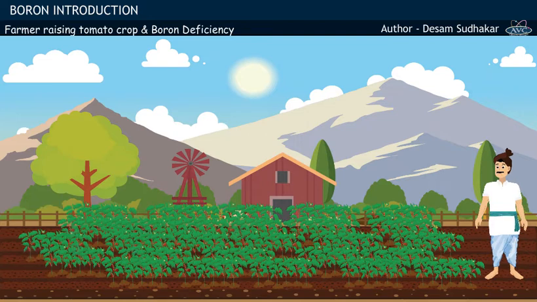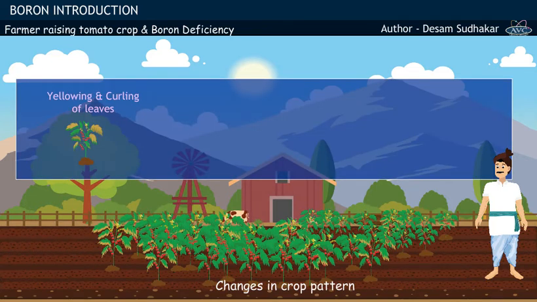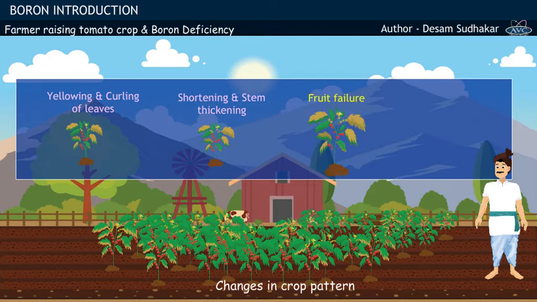After few days, to his disappointment, Ramu observes few changes in the plants as yellowing and curving of leaves, shortening and thickening of stem, failure to set fruit, and also finds cracks on existing tomato fruit with uneven ripening, which really worries him.